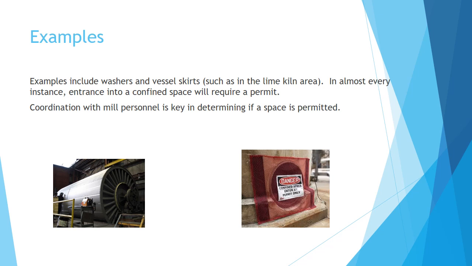Examples. Examples include washers and vessel skirts, such as in the lime kiln area. In almost every instance, entrance into a confined space will require a permit. Coordination with mill personnel is key in determining if a space is permitted.